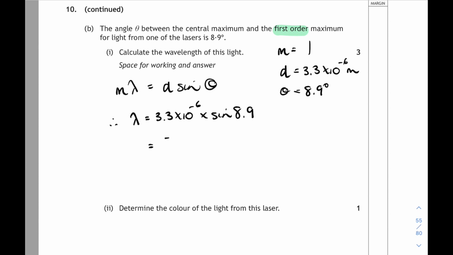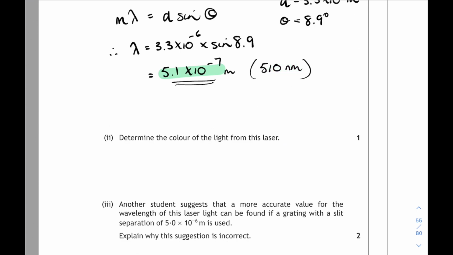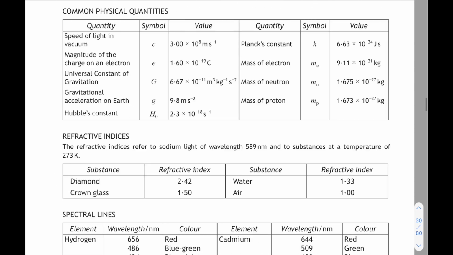And if you do that in your calculator, you get an answer of 5.1 times 10 to the minus 7 metres. Always useful to convert that into nanometres. That's 510 nanometres, because we need that for part 2. It says determine the colour of the light from this laser. Well, 500 nanometres is green. You could, as I say, always check that on your data sheet.